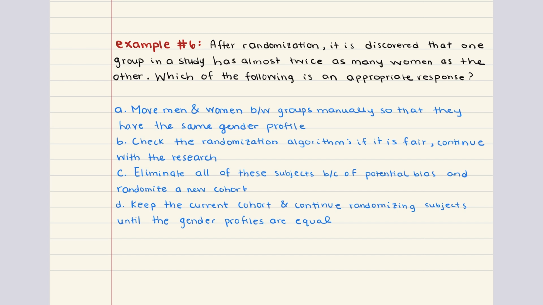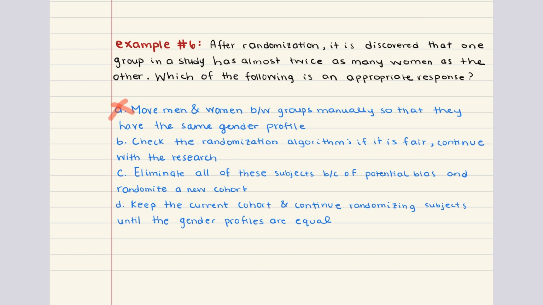A says move men and women between groups manually so that they have the same gender profile. Now, this option is inappropriate because manually adjusting the group introduces selection bias, and that's going to undermine the integrity of the randomization process. Remember that the goal of randomization is to avoid human interference. So this is not the correct answer.